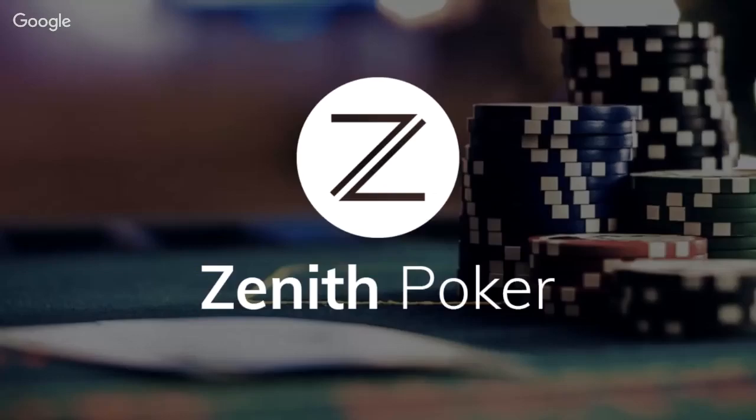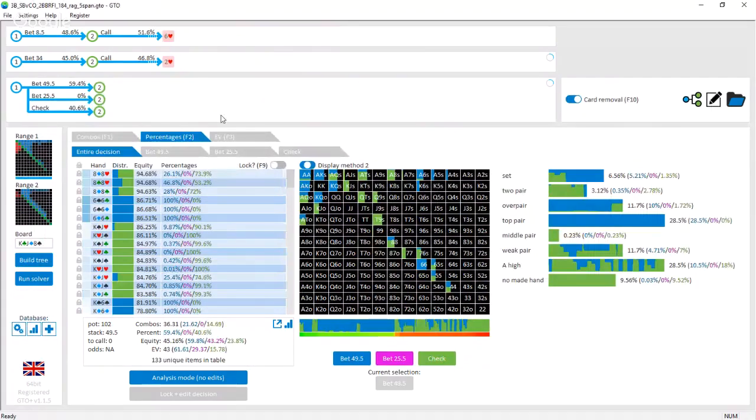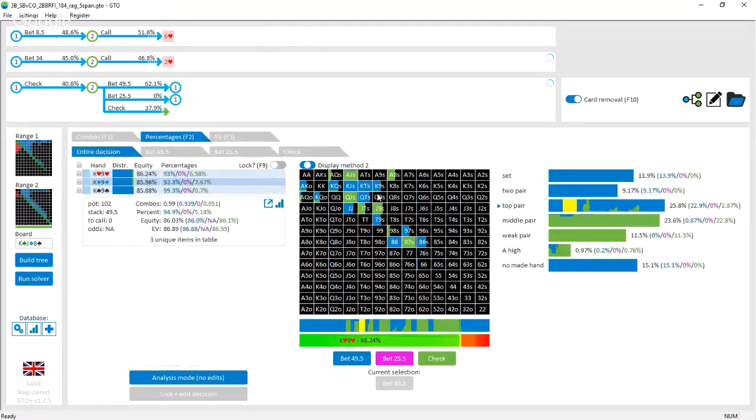So where was it? Yeah. A lot of the time when they're checking, they're giving up, and so when they check, you're just happy to see showdown with your king 9, right? So you're just very happy to see showdown. But what we're saying is that because of the 50% rule, the SPR is less than 1, you should just go all in.